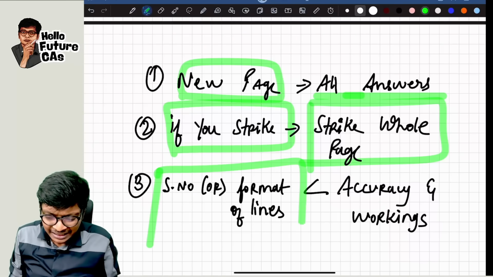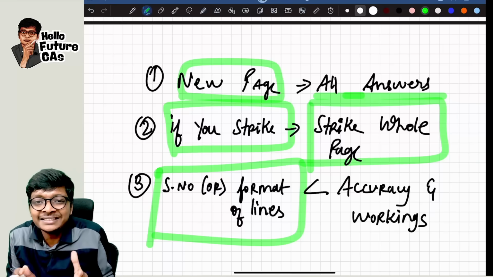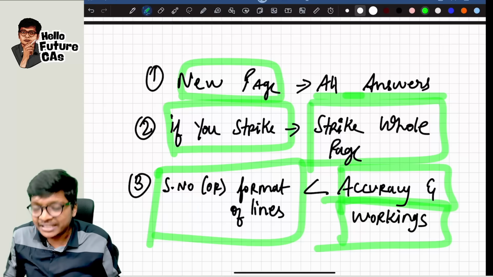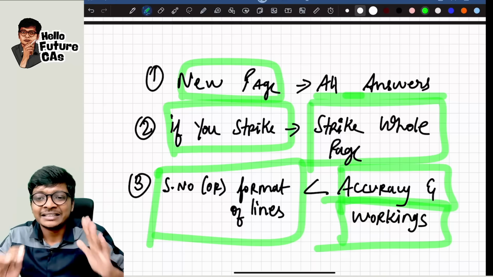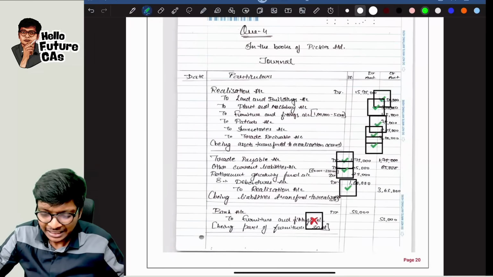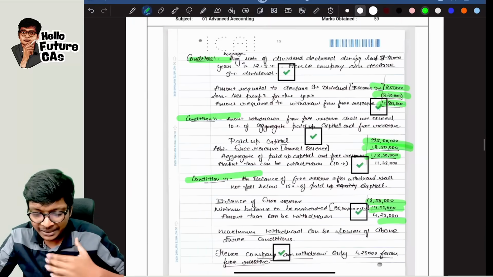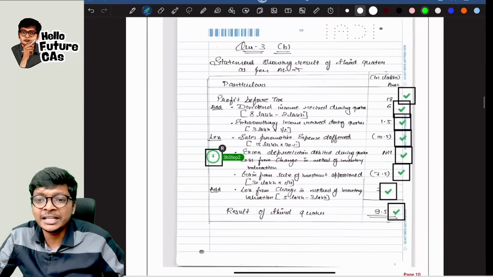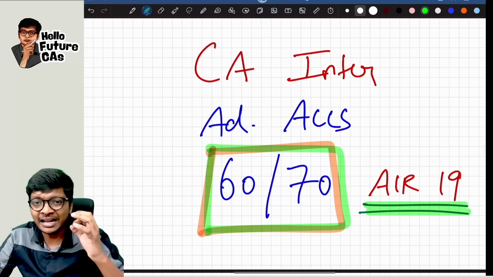And lastly, there is not much focus on serial numbers or formatting of lines. No. But he's focusing more on accuracy and workings. Sir, I have solved something. It is accurate. It is correct. That is more important than drawing all those lines. Of course, his answer sheet has a lot of lines wherever relevant. He has drawn lines, but he has completed the full paper for how much, guys? 100 marks he has fully completed. So this is in simple the analysis of one answer sheet.